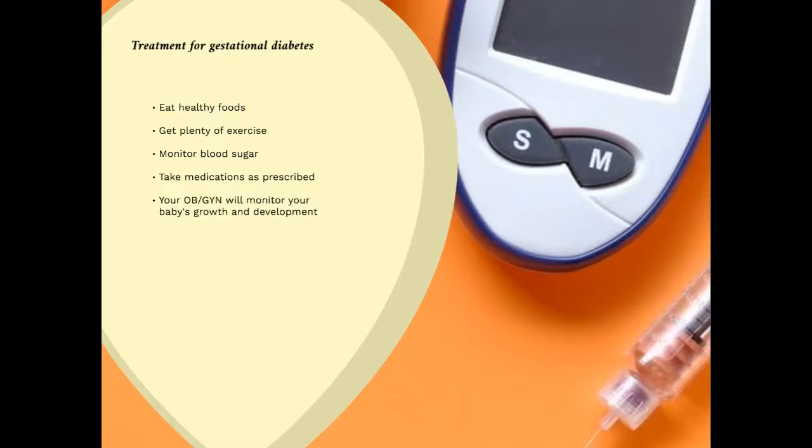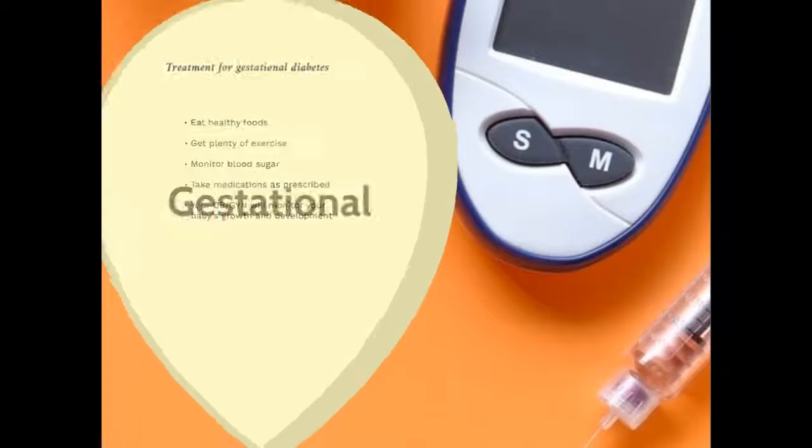And gestational diabetes is pretty similar to type 2. You want to eat healthy foods, get plenty of exercise, monitor your blood sugar, take medications as prescribed, and your OBGYN will monitor your baby's growth and development.